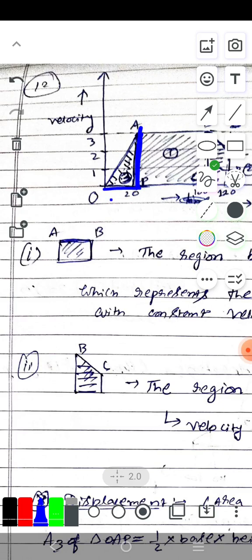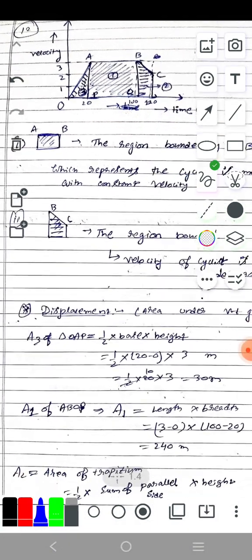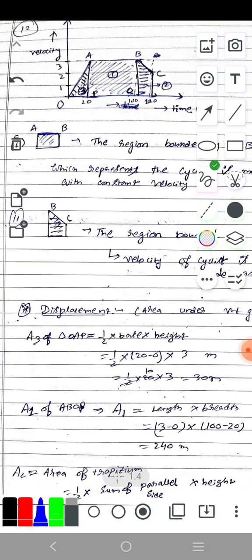So half into base: 0 to 20 seconds, what is the time gap? 20 seconds. And 0 to 3, what is the velocity gap? 3 meters per second. So the base is 20 seconds and the height is 3 meters per second. Half into (20 minus 0) into 3, that means 30 meters is the area of this triangle. I have named it OAP.